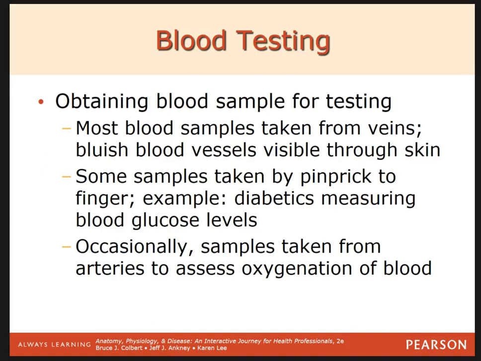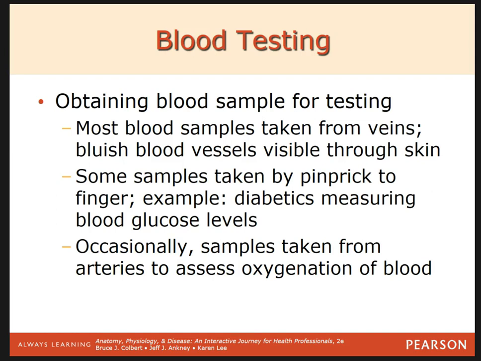So, blood testing. We do blood testing for a variety of different reasons, and we can extract a variety of different outcomes or information from these blood tests. To obtain blood samples, most of them are done through a venous draw. The blood that comes from a vein is going to be very dark in color, a dark burgundy-ish color. The veins have a bluish tint to them through the skin.